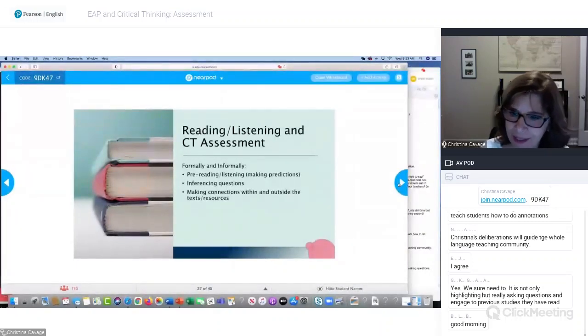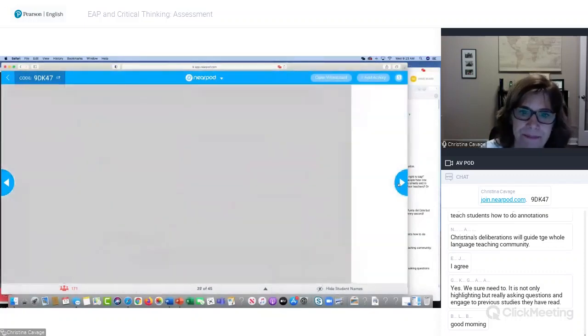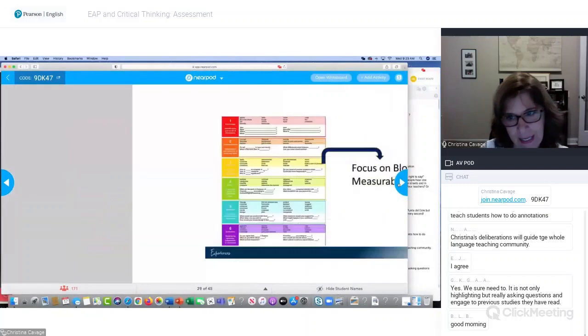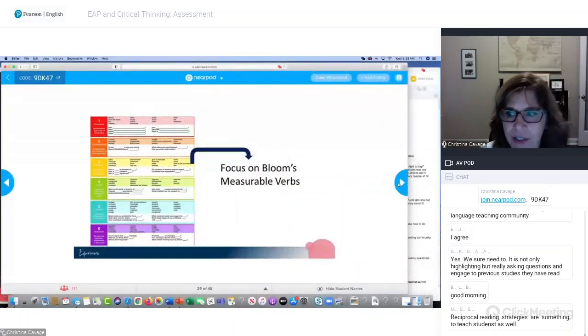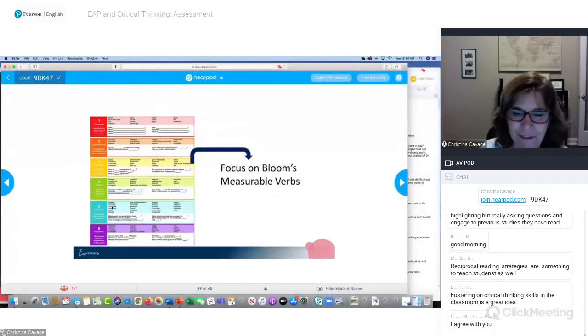Okay. Now these can be done formally and informally, right? As a whole class, I can show a picture and have the students make predictions what the text is going to be about. But it can also happen in a traditional assessment as well. So when creating those formal assessments, okay, as I mentioned, those traditional assessments, we really want to focus on Bloom's verbs. These are measurable verbs, okay? And we really want to focus on stages 4, 5, and 6, the analysis, the synthesis, and the evaluation. So using these verbs on a rubric are really going to help me assess a student's critical thinking, okay?